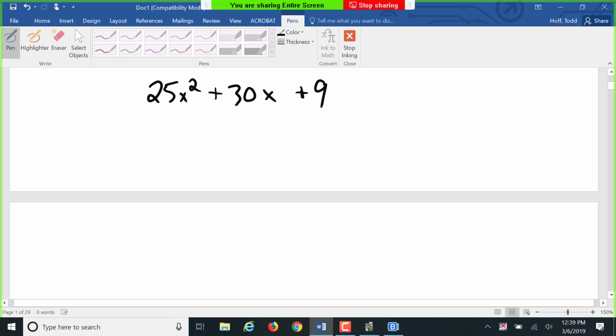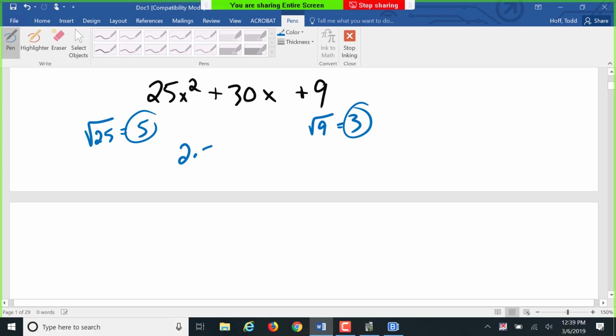So can you identify, is this a perfect square trinomial? Okay, so what is the first term? What's the square root of its coefficient? Square root of 25 is 5. Last term is a 9. Square root of 9 is 3. So we've got 5 and 3.